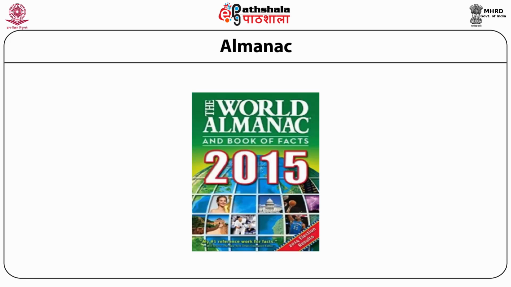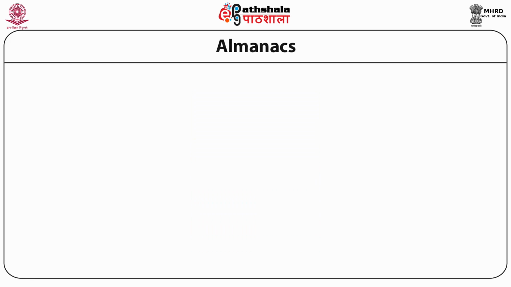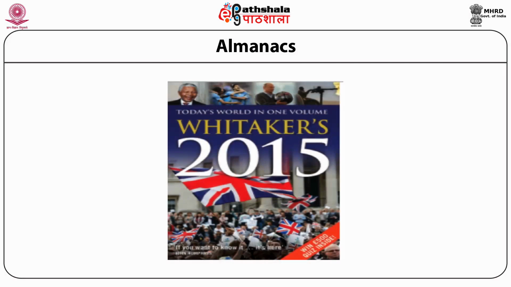Contents also include articles focusing on the previous year as well as a summary of recent events. For example, World Almanac and Book of Facts is published annually in the USA by Barnes and Noble. Whitaker's Almanac is published annually in the UK by A&C Black Publishers. Now the almanacs are more like yearbooks. Both depend on government sources for statistical data. The only difference is that an almanac presents astronomical data which is absent in yearbooks.